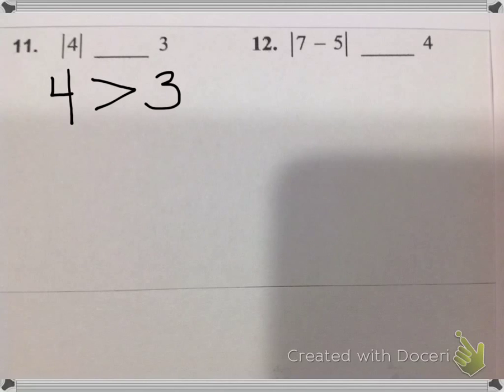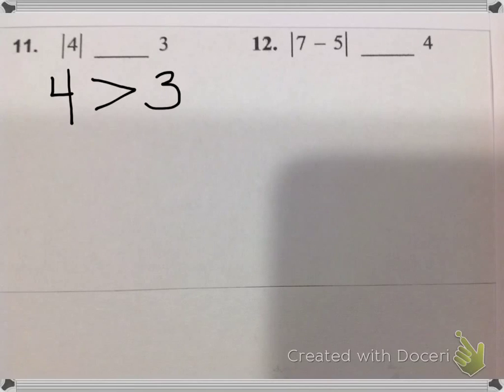Okay, for number 12, this one's a little tricky, and maybe you shouldn't have tried that on your own, but if you did, that's okay. Absolute value is like a grouping symbol. It's like a parenthesis in a way. You're going to do what's in the absolute value first, then find the absolute value of your, in this case, difference. Okay, so first we're going to do 7 minus 5.